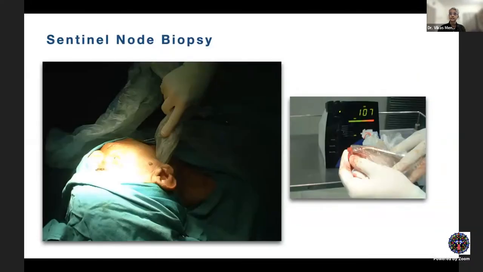Another technique is sentinel node biopsy to pick up the micrometastasis in the lymph nodes at a stage when it's still not clinically evident. This was one patient I did many years back. The patient had melanoma, but again, there are positives and negatives for sentinel node biopsy. It's not a foolproof technique.